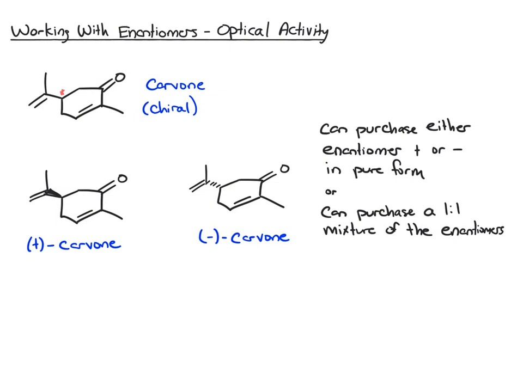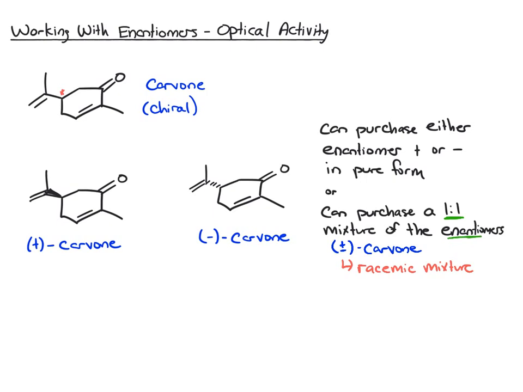If you do so, it won't be called plus carvone, it won't be called minus carvone. That will be listed as plus-minus carvone to tell you it's the mixture. And what this actually refers to is something called a racemic mixture. So if you're talking about the racemic mixture or the racemate, you're talking about a 1-to-1 mixture of the enantiomers.